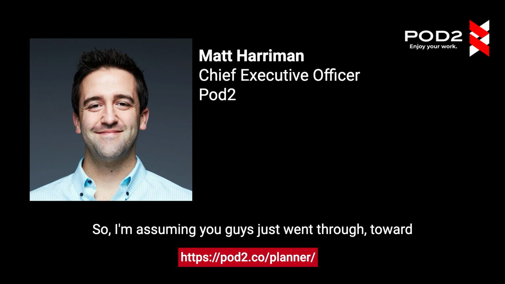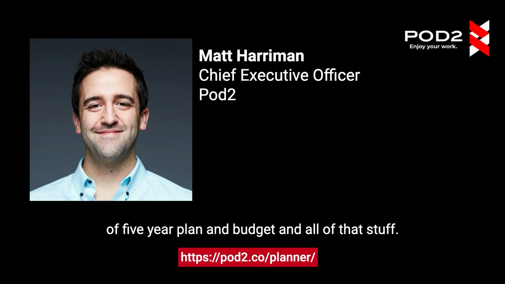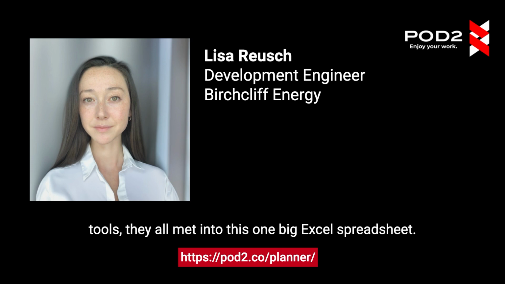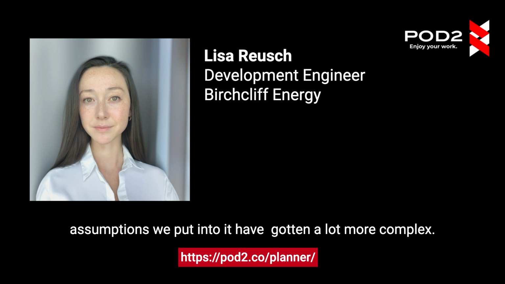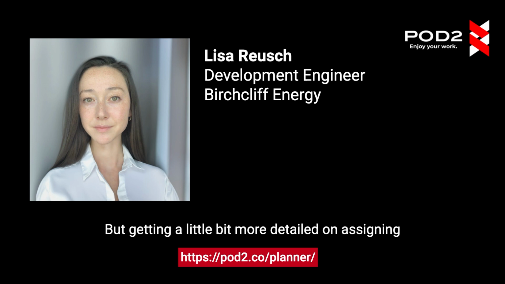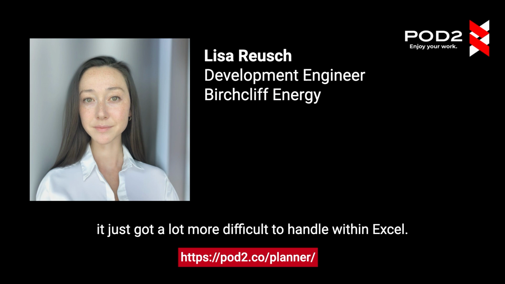So I'm assuming you guys went through, toward the end of last year, a rehash of 5-year plan and budget and all of that stuff. Could you walk through how that went and maybe compare it to previous years? I would say previously, when we were using all of our internal tools, they all met into this one big Excel spreadsheet. Over the years, our 5-year plan model and the assumptions we put into it have gotten a lot more complex. Previously, the Excel tool was fine. It worked for what we were doing, but getting a little more detailed on assigning type curves, and with the different benches that we're targeting within our resource play, it just got a lot more difficult to handle within Excel.